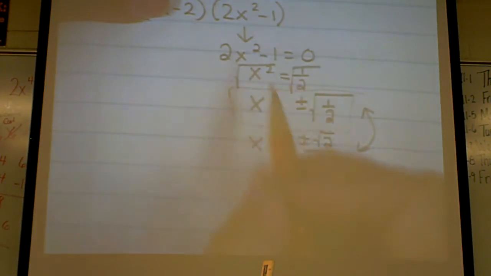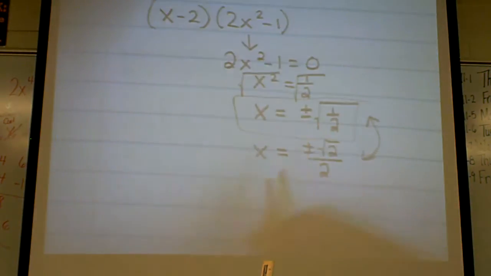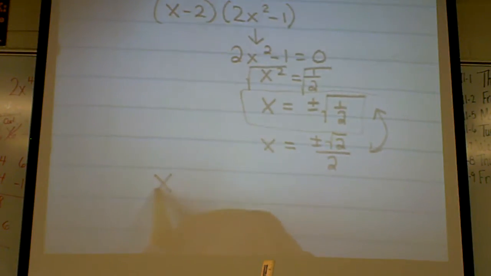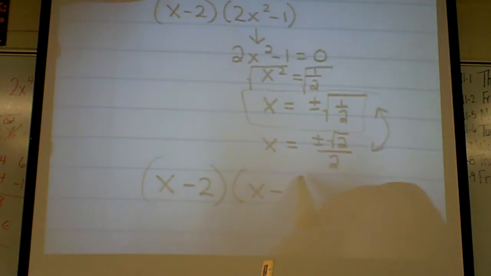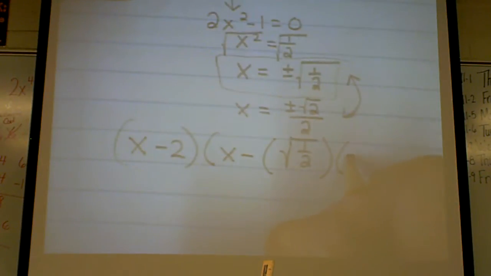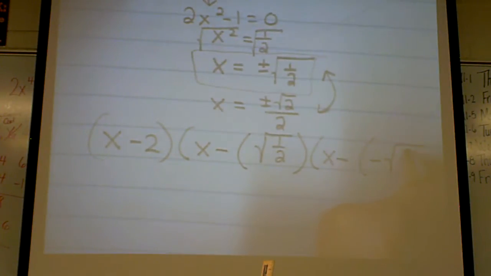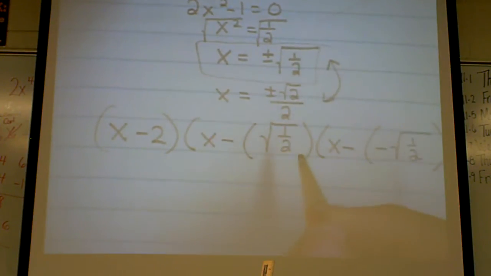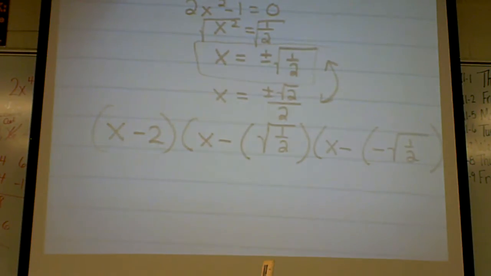So now, if this happened, how would you write this in factored form now? X minus 2 times x minus square root half, times x minus negative square root half. Or another answer would be if you drop the parentheses and make this a plus. Okay? Are you guys understanding the different types of problems?